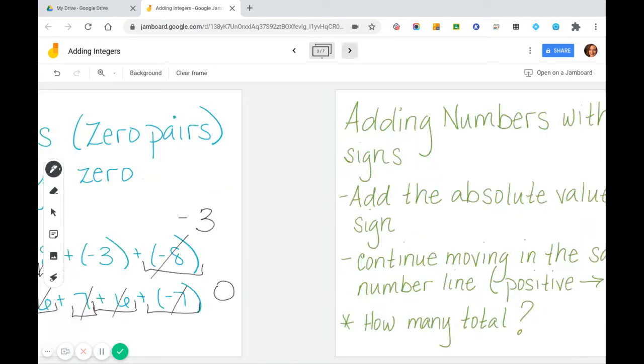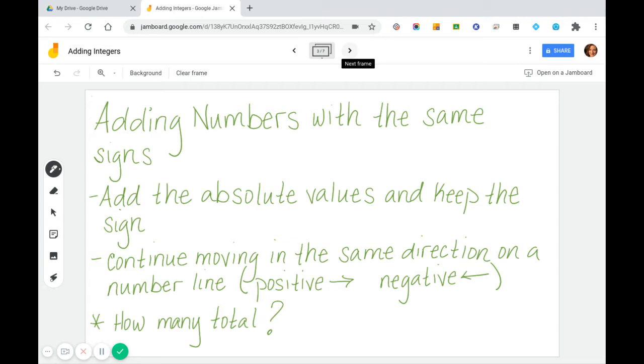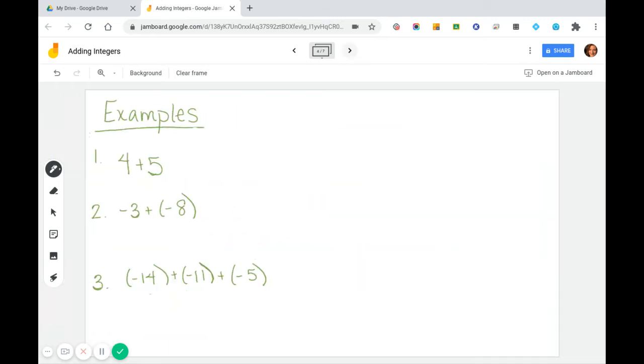Now, when you're adding numbers that have the same sign, the real rule says you add the absolute values and you keep the sign. Those rules really aren't tough, but I know that to a middle school student, they sure don't sound very easy breezy. So you can think of it as a number line. Start on 0. If they're positives, you move to the right. If they're negatives, you move to the left. You keep moving in the same direction if they have the same sign, and you just wait to see where you land. Or ask yourself, how many total? If they're all negatives, how many negatives total? If they're all positives, how many positives total?